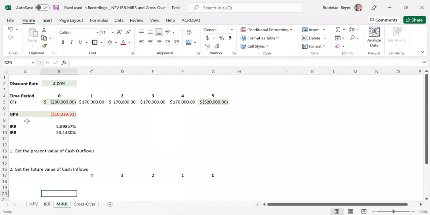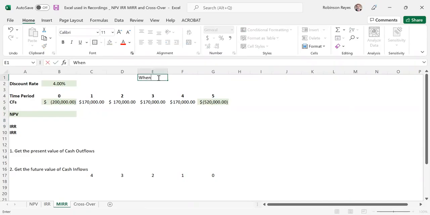However, and now I'll move to this other cash flow, we also have other kinds of cash flows that are not conventional. When a project is not conventional, there are cash outflows in the future.